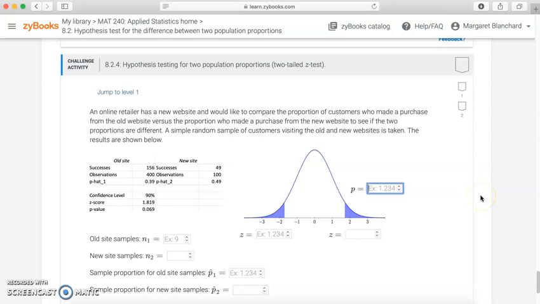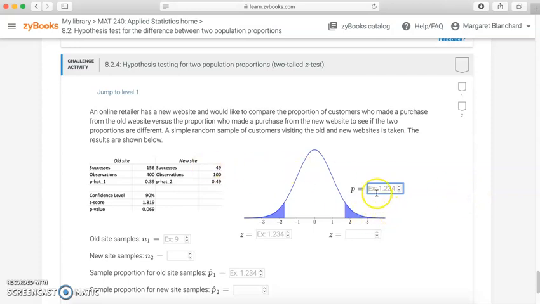Challenge activity 8.2.4. An online retailer has a new website and would like to compare the proportion of customers who made a purchase from the old website versus the proportion who made a purchase from the new website to see if the two proportions are different. That tells us we're looking at a two-tailed test. A simple random sample of customers visiting the old and new websites is taken. The results are shown below.